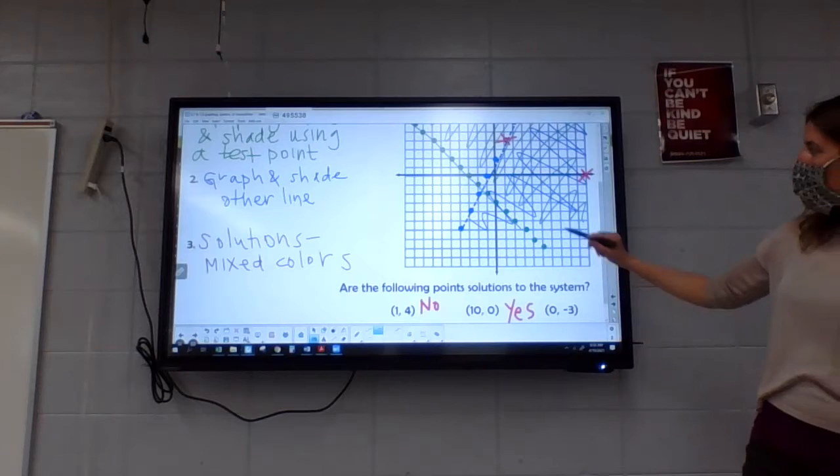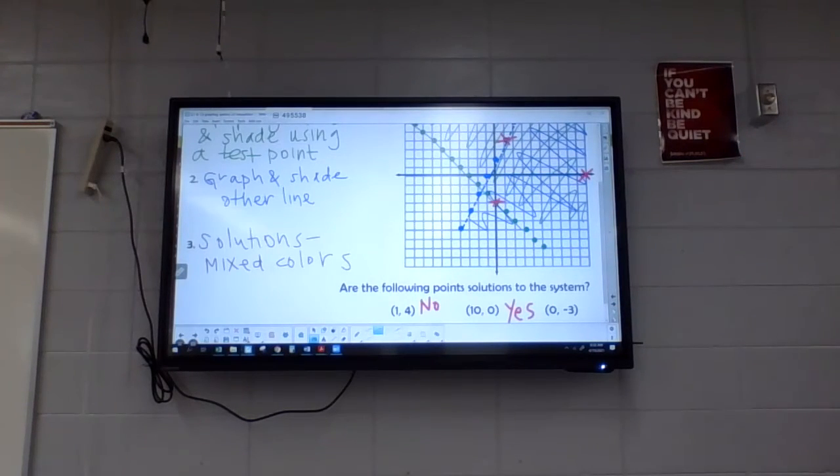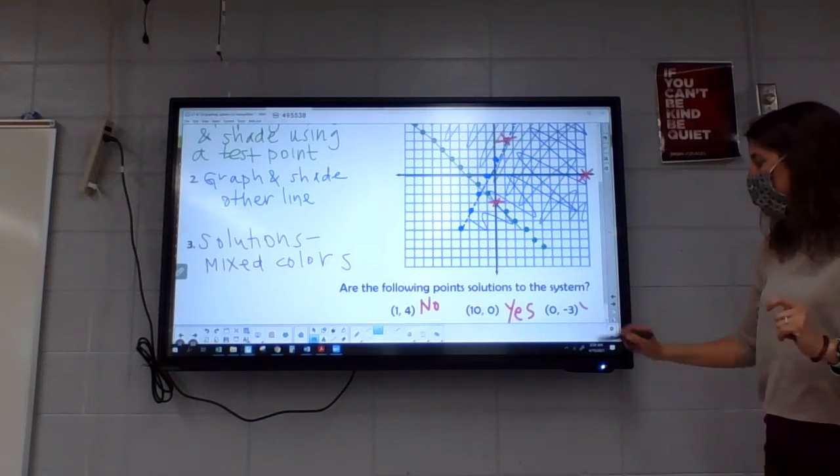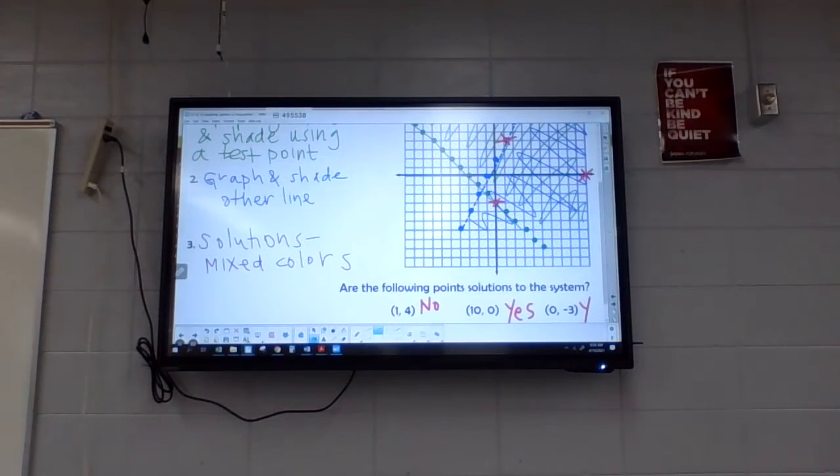Then how about 0, -3? That's here. Yeah, because that one's on a solid line. That one works. So this one's a yes again. So since that one's on that solid line, that one works. Okay?